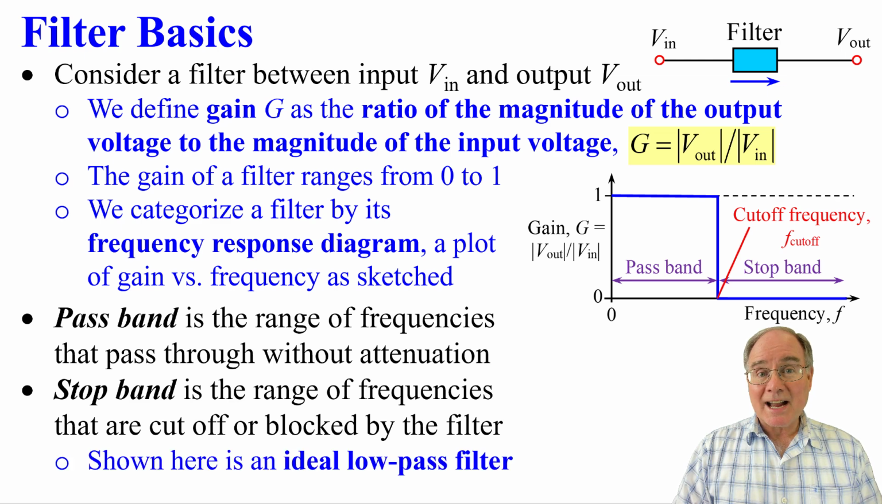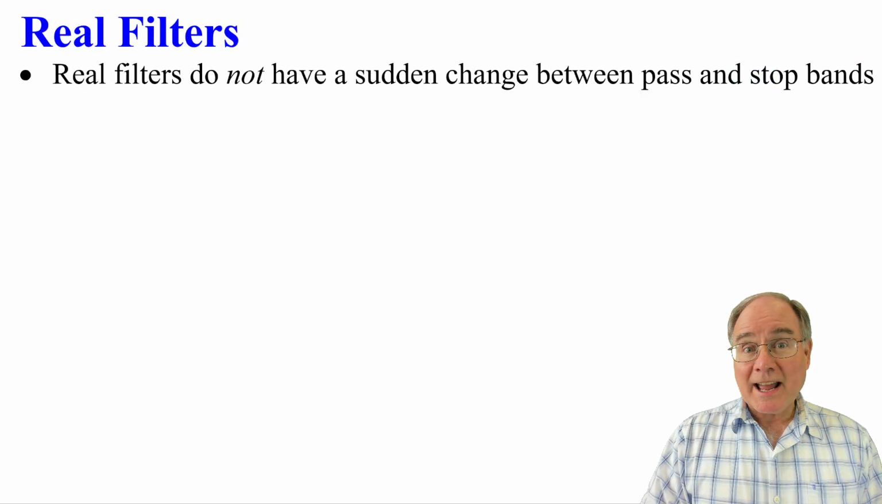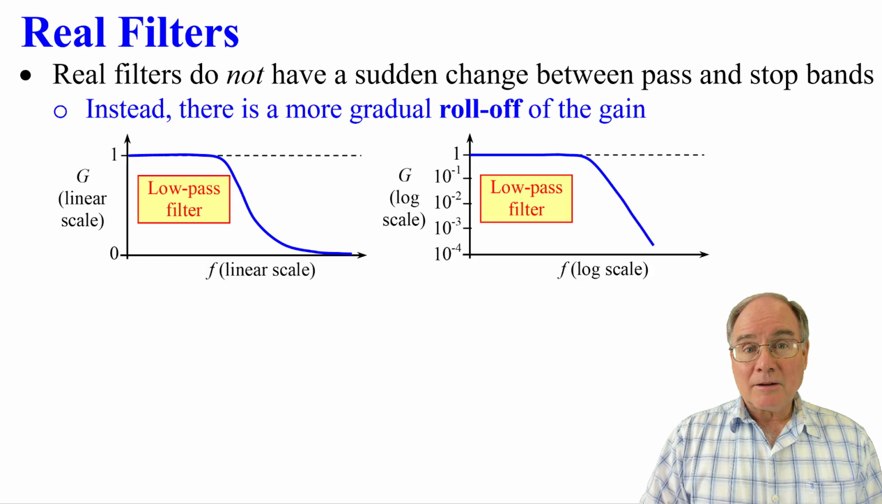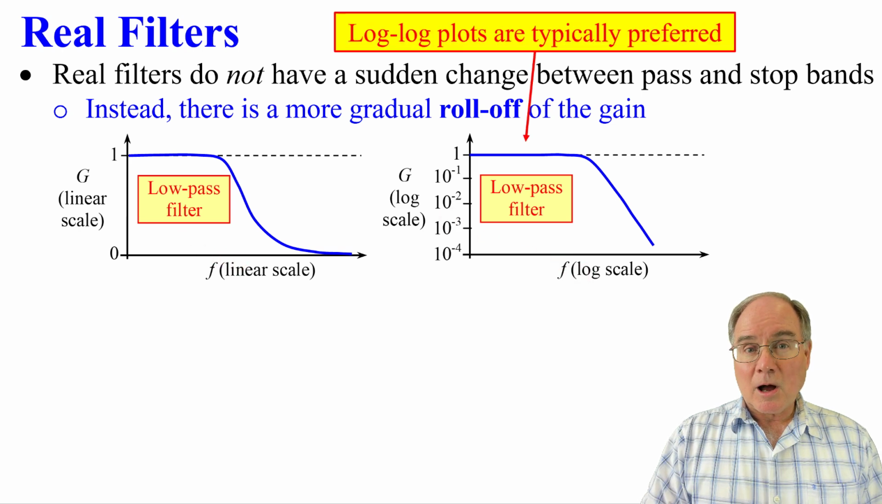Shown here is an ideal low-pass filter. Low frequencies pass through unaffected with a gain of 1. There's a sudden cutoff, and then high frequencies are completely removed. The gain is 0. Real filters do not have such a sudden change from passband to stopband. Rather, there's a more gradual roll-off, as shown here on linear scales and on log-log scales. Log-log plots are typically preferred.